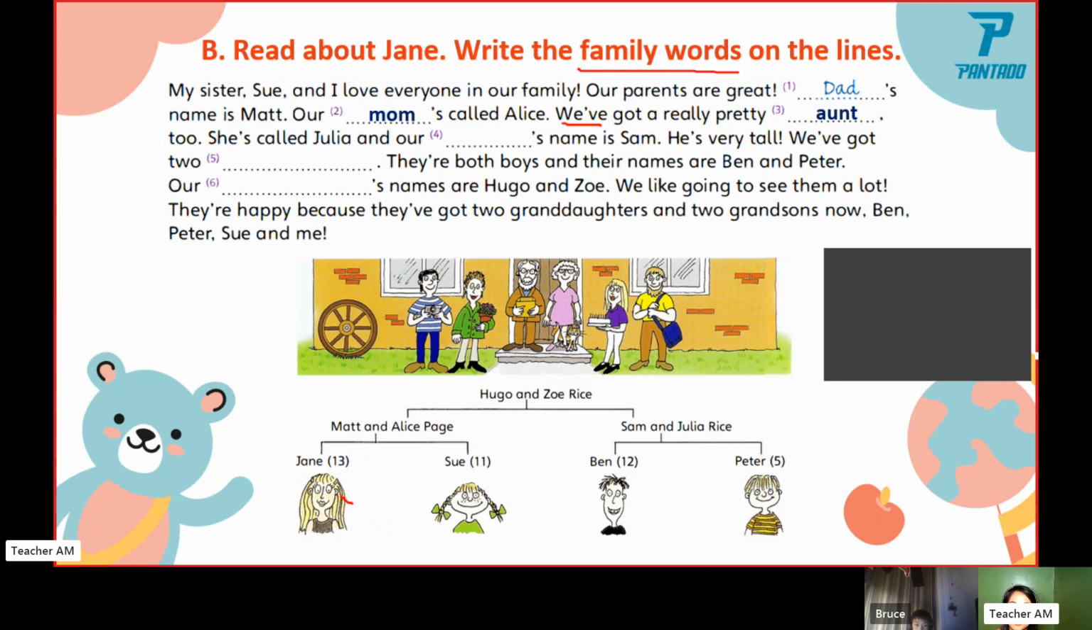Continue reading, please. Okay. We are two. She's called Jelly. Jelly and our uncle's name is Sim. Very good. Is that right? Yes, that's right. He's very tall. Very tall.